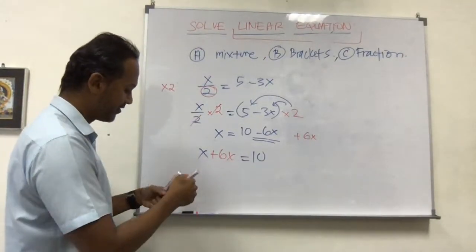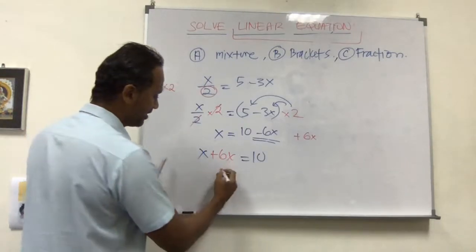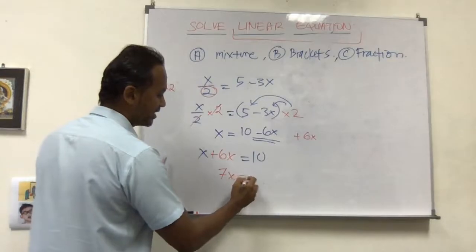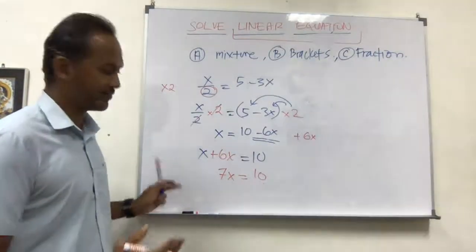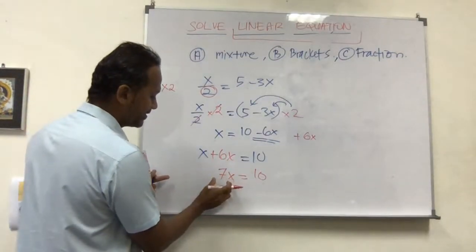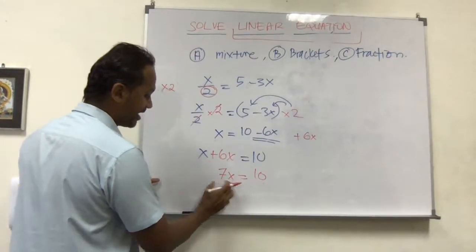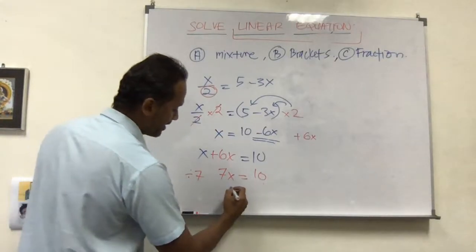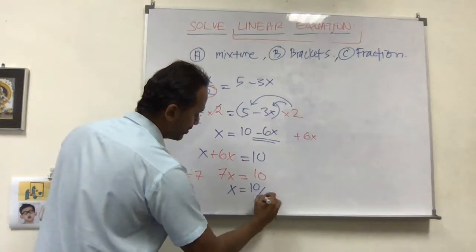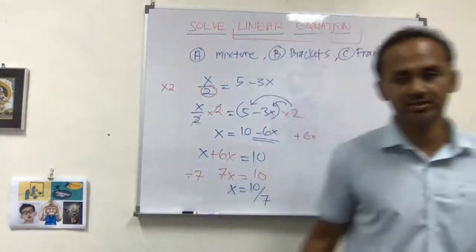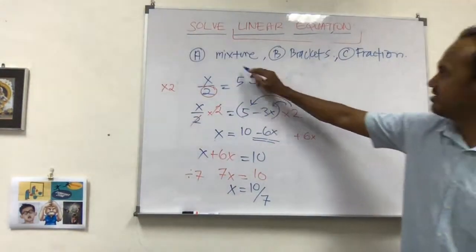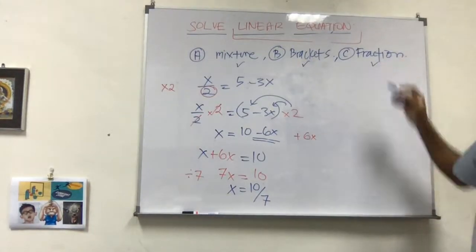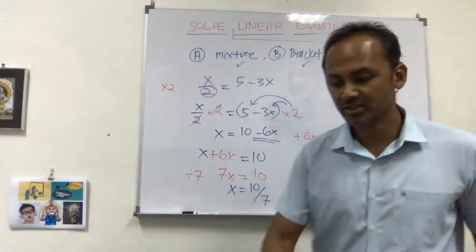I can further simplify on my left: x plus 6x equals 7x equals 10. There you go. We have 7 times x, so we have to divide by 7. So we get x equals 10 over 7. This is the solution. So we are done with the mixture type, the bracket type, and also the fraction type.